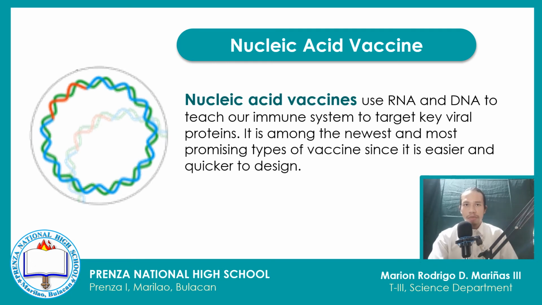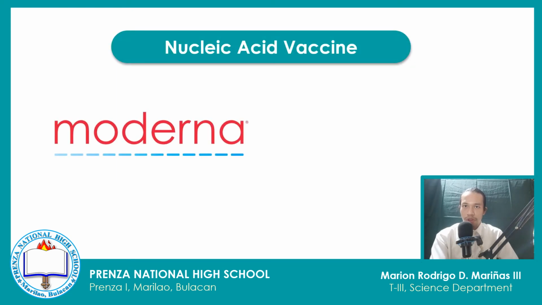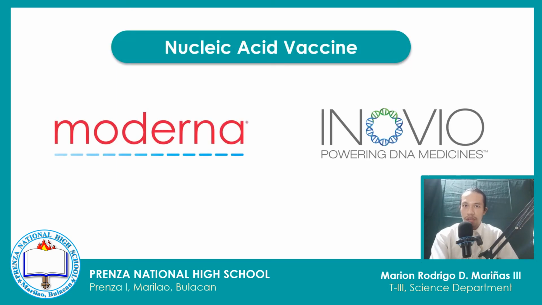Nucleic acid vaccine uses RNA and DNA to teach our immune system to target key viral proteins. It is among the newest and most promising types of vaccine since it is easier and quicker to design. Vaccines developed by the American companies Moderna and Inovio use RNA and DNA in their vaccines respectively.